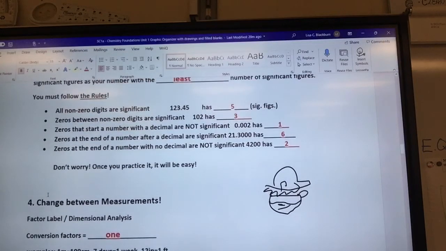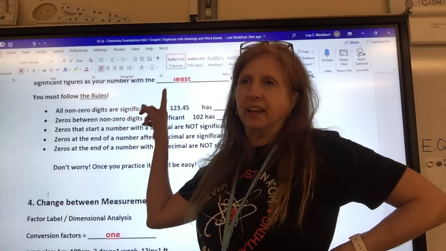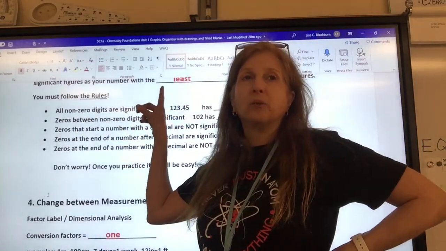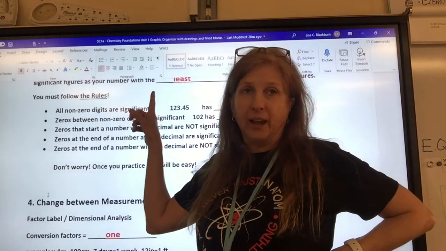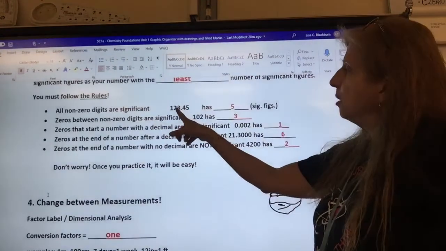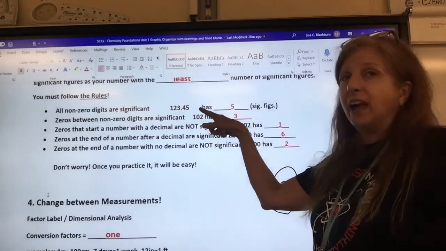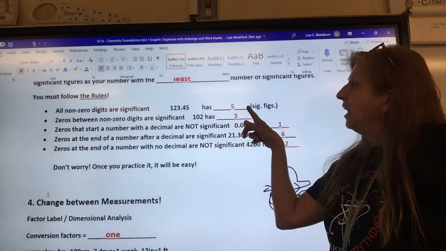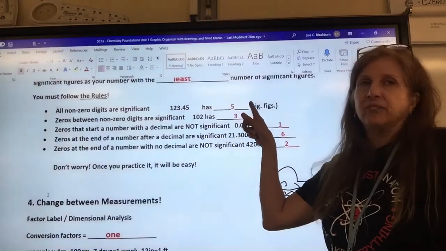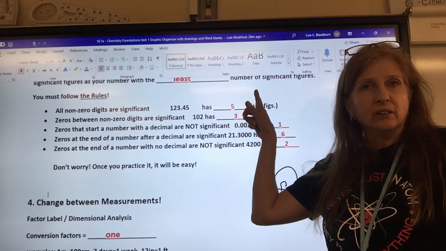All right, so these are the rules. All non-zero digits are significant. Any number but 0 counts. It was measured. It had to come from somewhere. If you write down a number, you got it from somewhere, right? So in the number 123.45, it has 5 numbers that are not 0, so they all count, and so this number has 5 significant figures. Are we good so far?